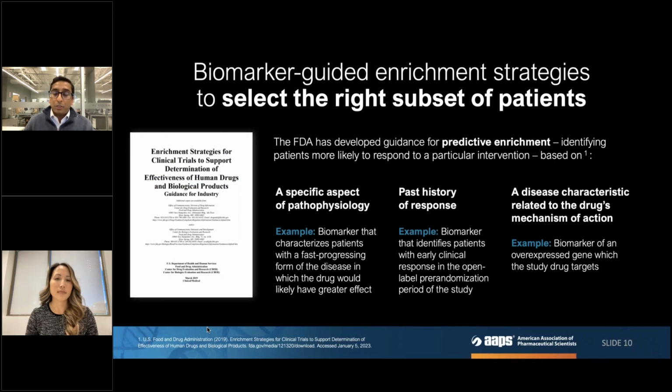And finally, the third type of markers are those that characterize the fundamental disease or the drug's mechanisms of action and align that with a particular disease state. And the classic example of this from the oncology literature is a biomarker of an overexpressed gene, which the drug is targeting, and enriching patients for these individuals.